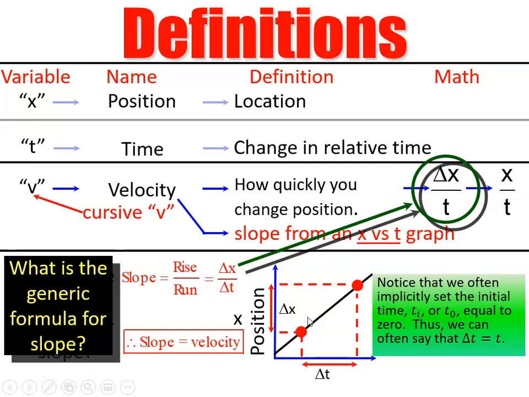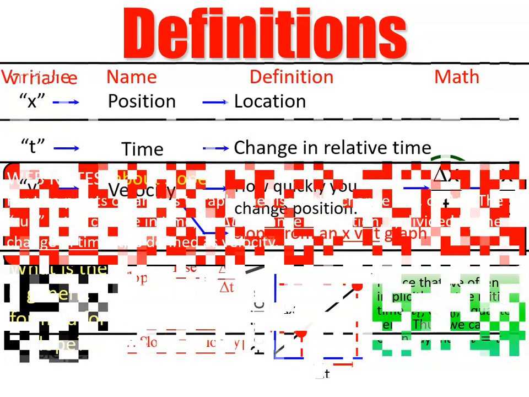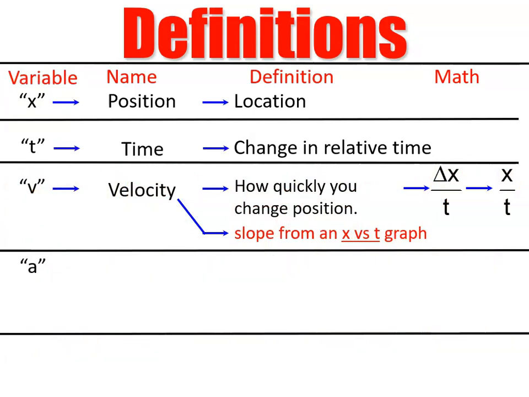Well, wait a second. Apparently, that means that velocity is the slope of a position versus time graph. Or, to be more precise, instantaneous velocity is the slope of a position versus time graph at a particular point. Average velocity would be the slope between two points situated some place apart on a position versus time graph. So for 2 points on an x versus t graph, the rise is delta x and the run is delta t.